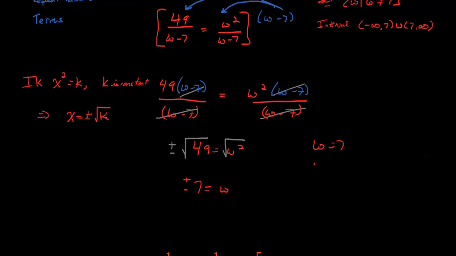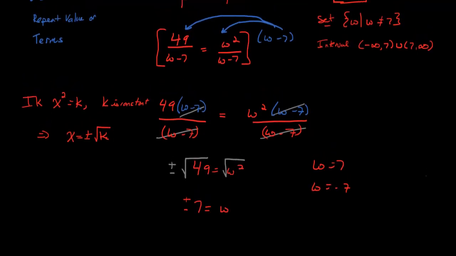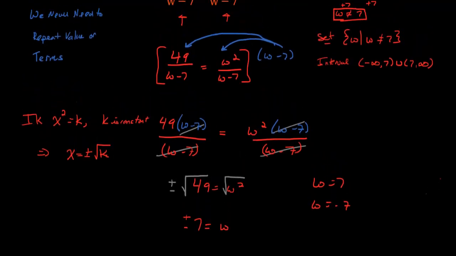Remember, we have a domain issue. We always have to refer back to our domain with these rational equations. We know in our domain that w cannot equal 7, and we found that w equals 7, so we must eliminate this solution. Therefore, the only solution that we can allow is w equals negative 7.